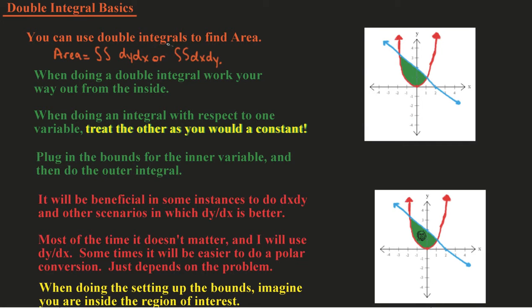Today we're going to look at double integrals to find area. Area can be the double integral of dy dx or double integral of dx dy. When you're doing a double integral, you work your way from the inner integral out to the outer integral. So you would, in this case, do dy first, and then you would do the dx. And in this scenario, you would first do dx and then do the dy.